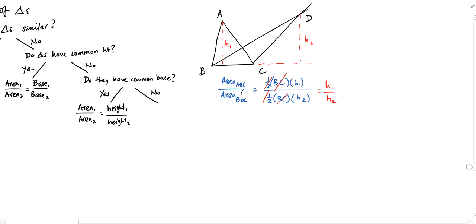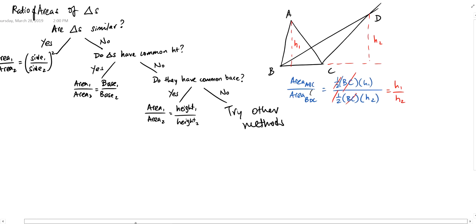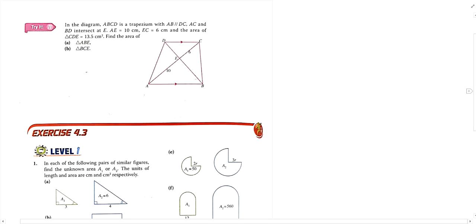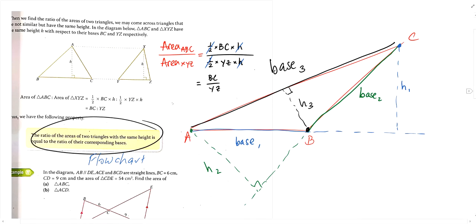So when they do not have a common base, try other methods. Did we learn the other methods yet? No, it will be something that requires you to think and solve the problem on the spot, but it will be something that is doable. Basically, when you have questions on ratio of areas of triangles, this is what is going through my mind. First, are they similar? If they are not, do they have common height? If they don't have, then do they have common base? If they still don't have, then some other method. Okay? So let's go back to questions.